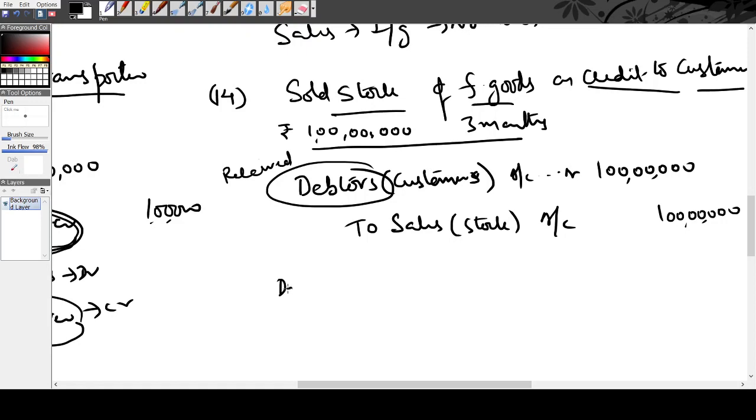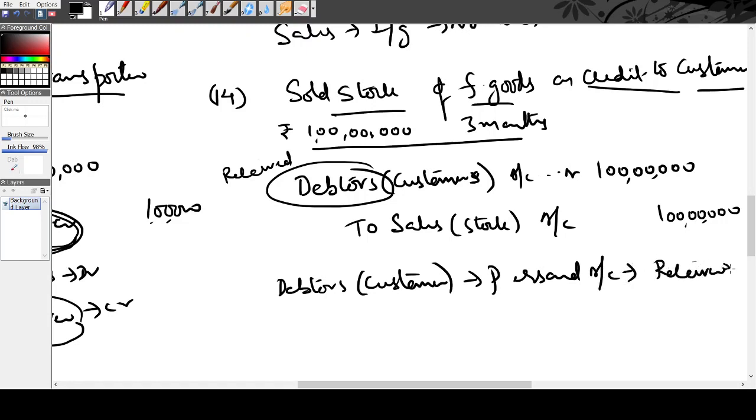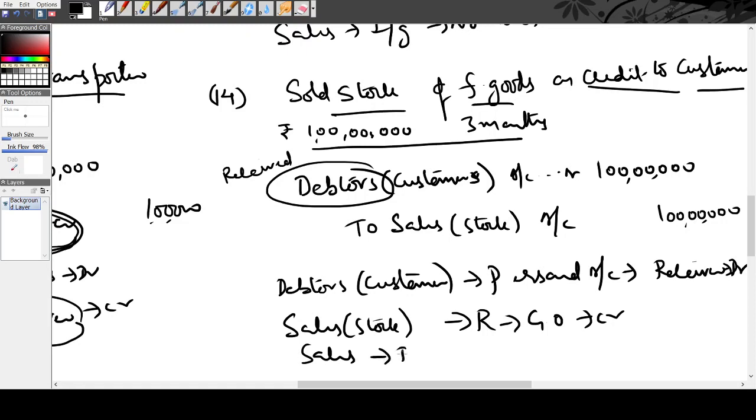So I'll write here debtors, customers, personal account, they have received stock from the business, hence debit. Sales, stock, if I treat it as a real account, it goes out, hence credit. If I treat sales as incomes and gains for the business, it becomes nominal account, it should be credited. Okay, so we'll continue learning some more journal entries in the next video.